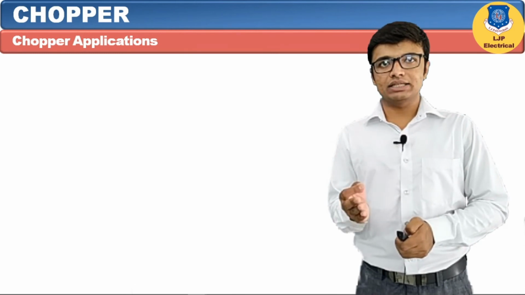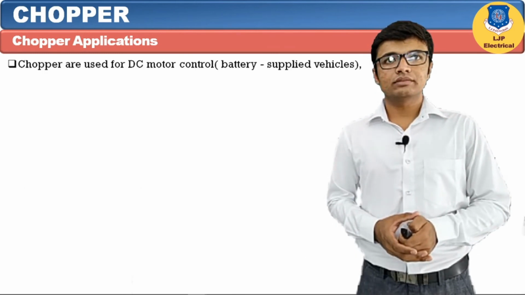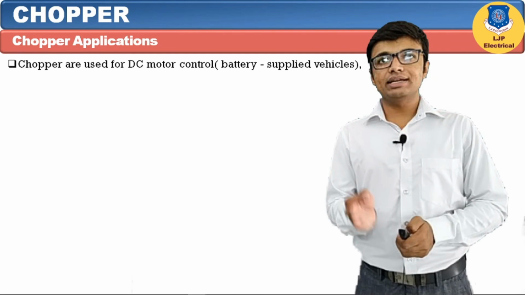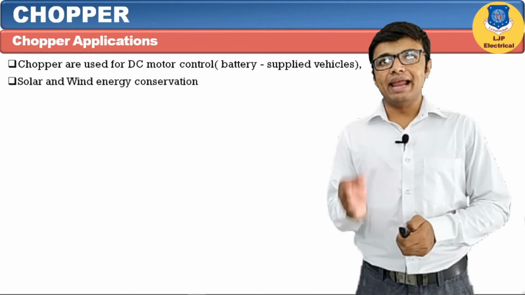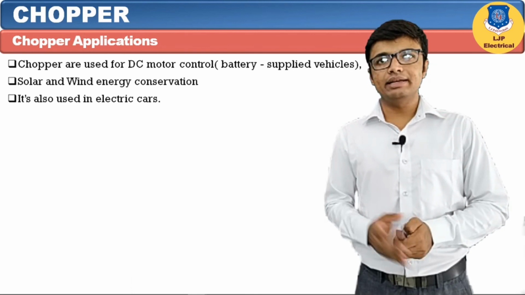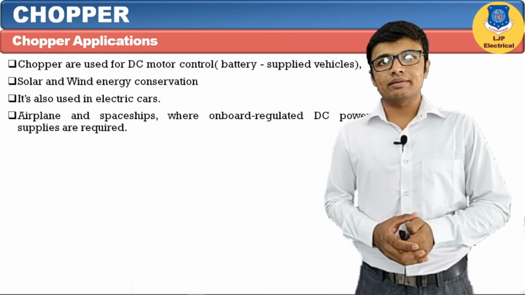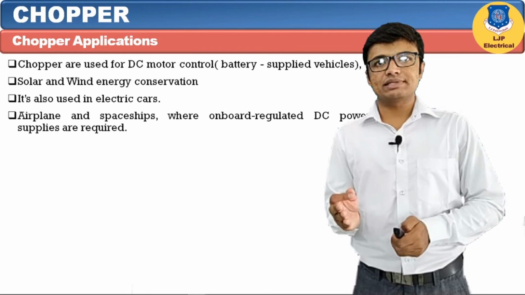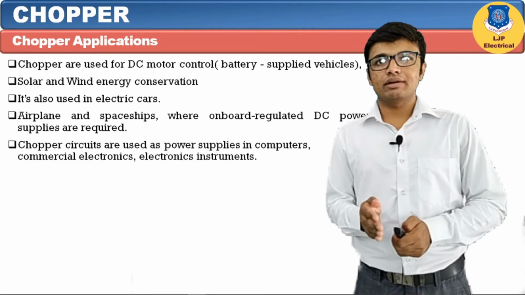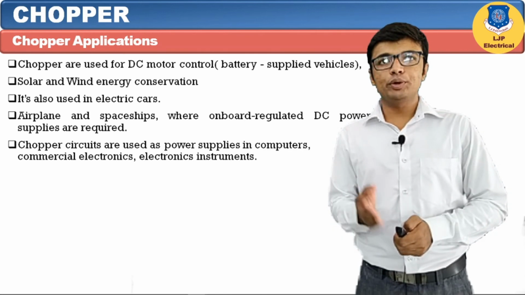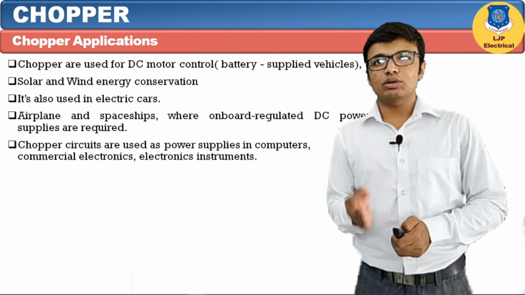Let's see various applications of the chopper. Choppers are used to control the DC motor in battery supplied vehicles. It is used in solar and wind energy conversion. It is also used in electrical cars. We can use chopper in aeroplanes and spaceships where onboard regulated DC power is required. Chopper can also be used in the power supply of computers, commercial electronics and electronic instruments.